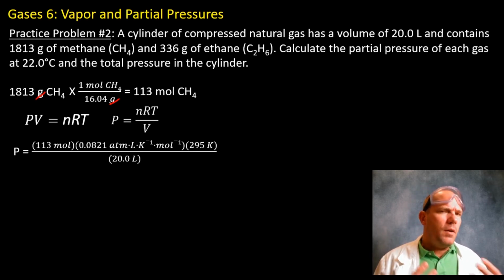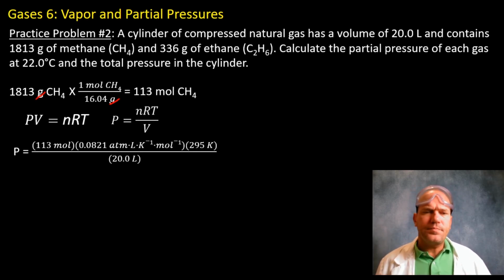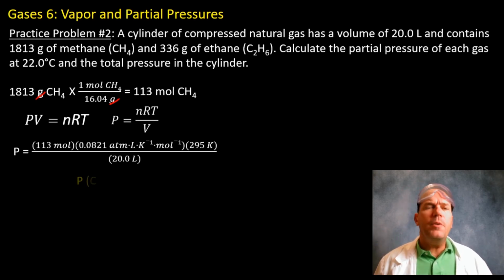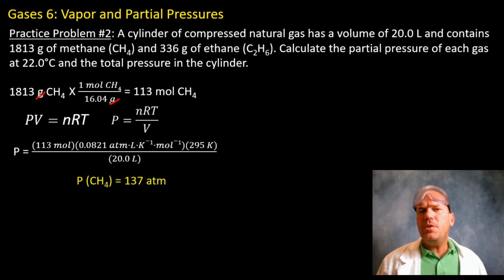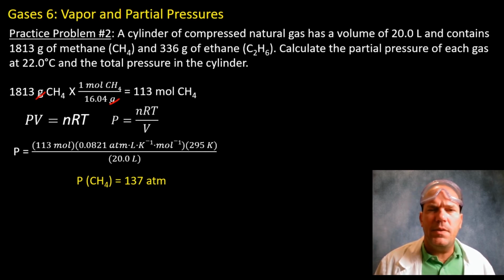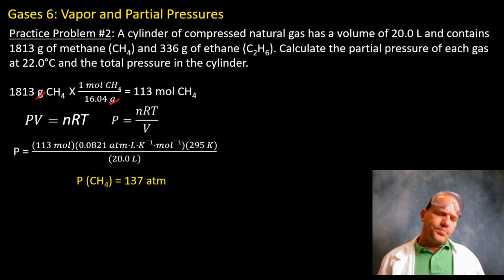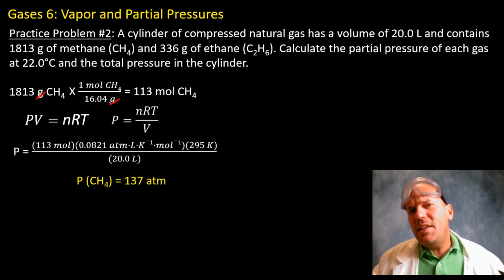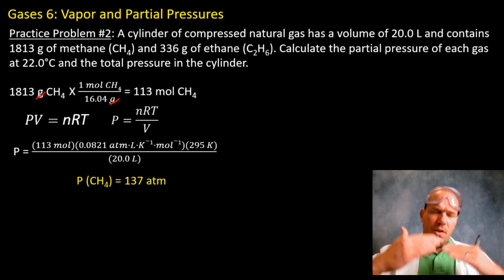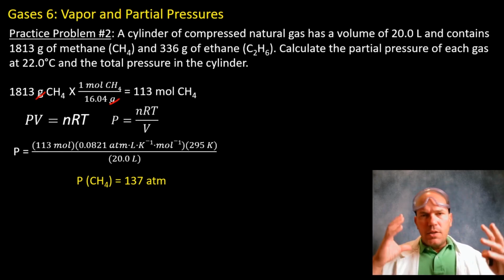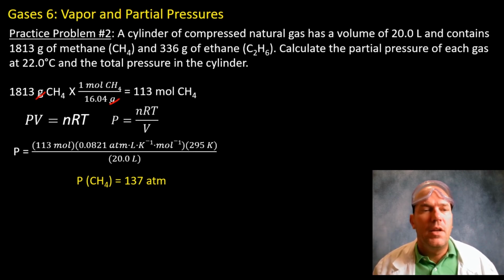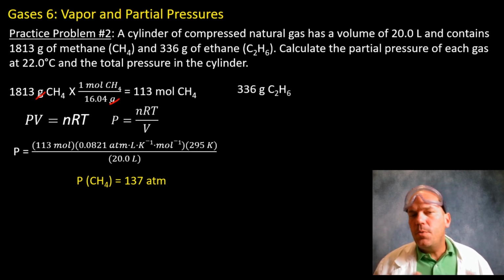We need to make sure our volume is in liters. Our temperature is in Kelvin. And we can rearrange this and solve for the pressure of methane gas to be 137 atmospheres. So you can see how Dalton's law of partial pressure adds an additional component to what you need to think about when dealing with gases. Let's look at ethane.